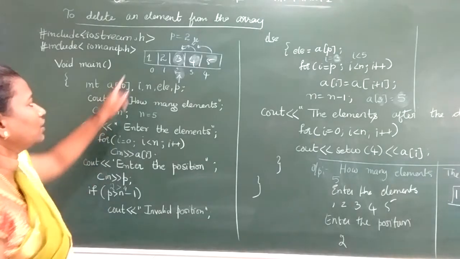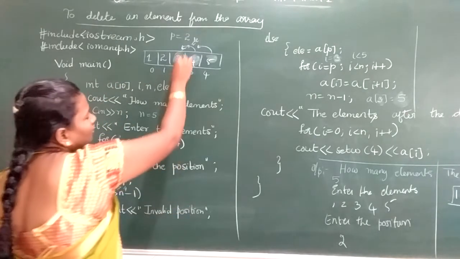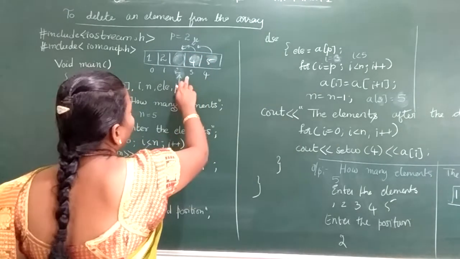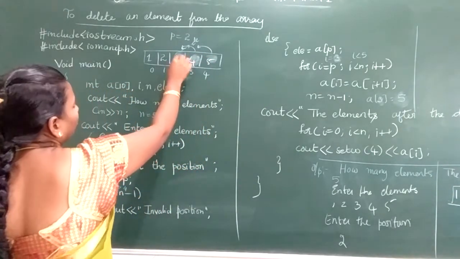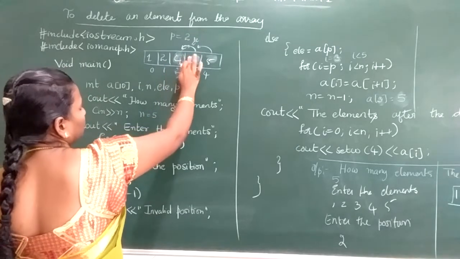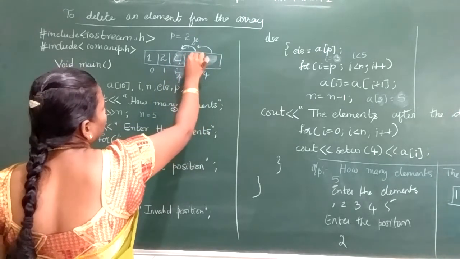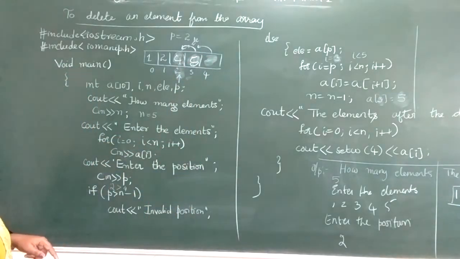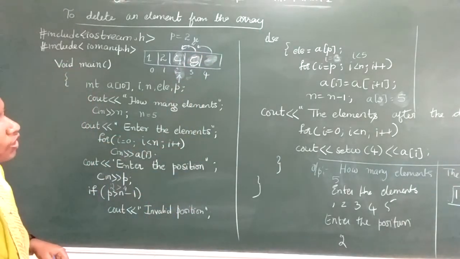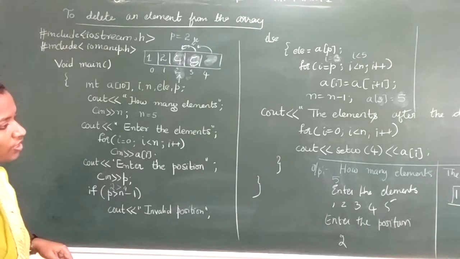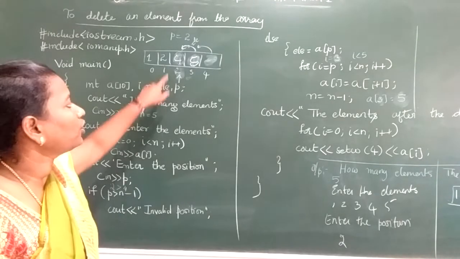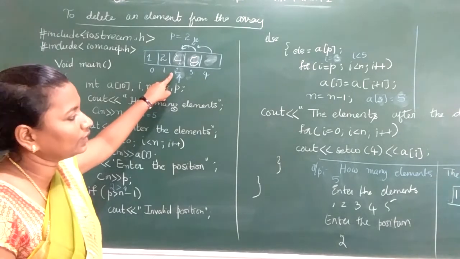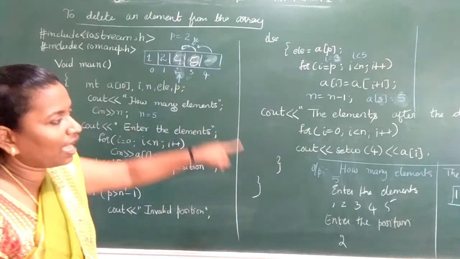So what I do, this 1 and 2 will be as it is. Here this element will be removed, and A of 3, I will give it to A of 2. So 4 is moved to this position. A of 4, I just move it to A of 3, so 5 is moved. Okay, now the element got removed. So your array elements after the deletion are 1, 2, 4, 5. Why? Because at position 2 I had the element 3 and 3 got deleted.